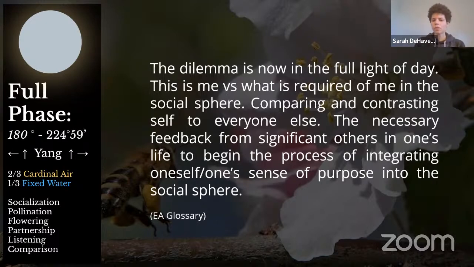This is me versus what is required of me in the social sphere, comparing and contrasting self to everyone else, the necessary feedback from significant others in one's life to begin the process of integrating one's self or one's sense of purpose into the social sphere. So full phase wants to socialize, it wants to get feedback.